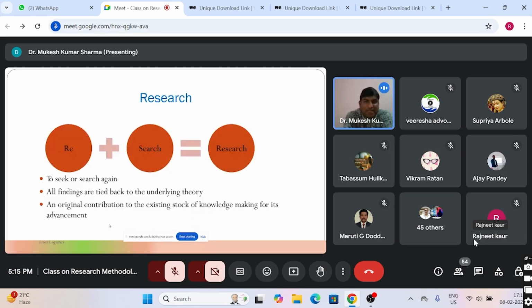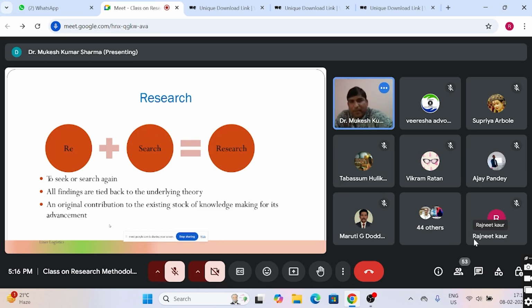Now let's look at the two parts, re plus search. When you apply the research, there are two parts, re and search. Re means search again and again, that is called repetition. Now, if you have a notebook in your hand, I have not written this in the slide. I want to tell you the three types of research in society. Either you are from law or commerce or management or Hindi or computer science, in this world we have only three types of research.